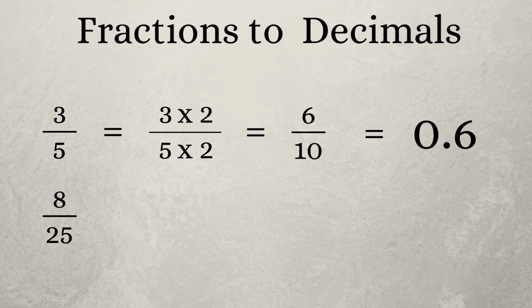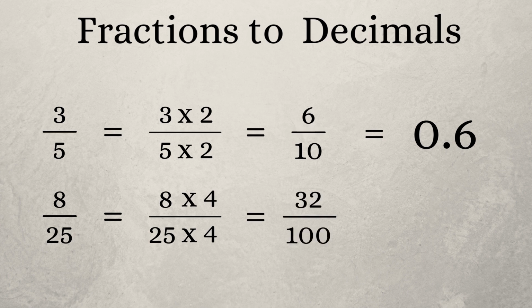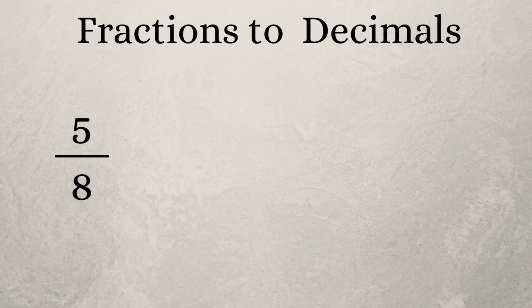Next example, 8 by 25. Now when we multiply both the numerator and denominator by 4, we get 32 by 100. That gives us the decimal of 0.32. The next method involves long division. Here we divide the numerator by the denominator.